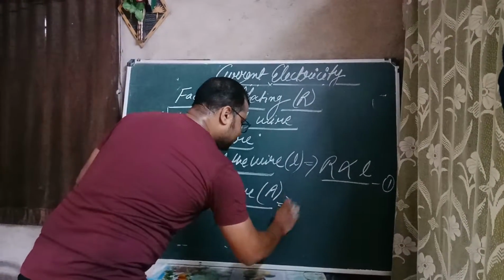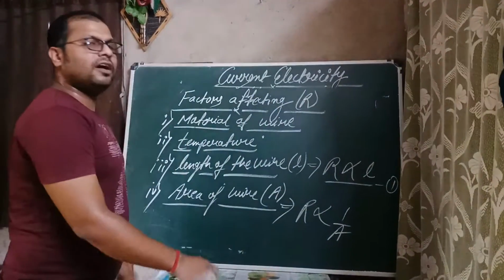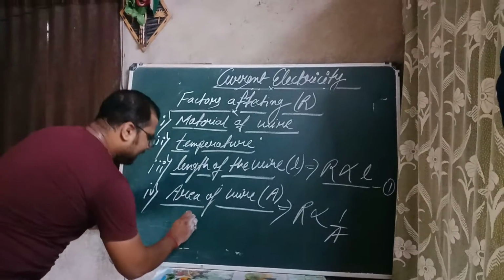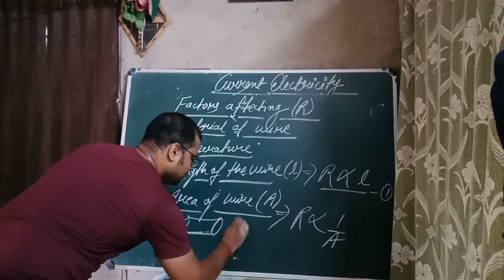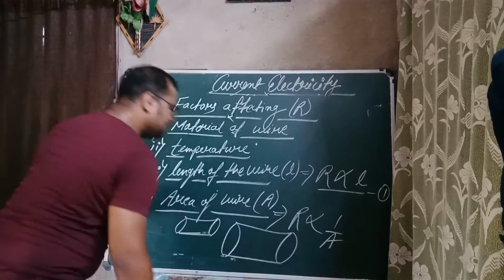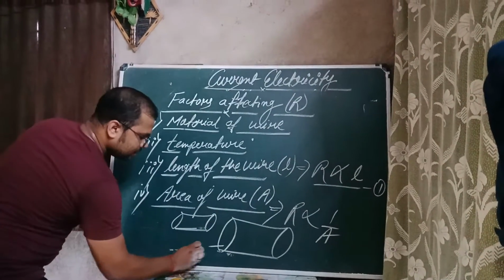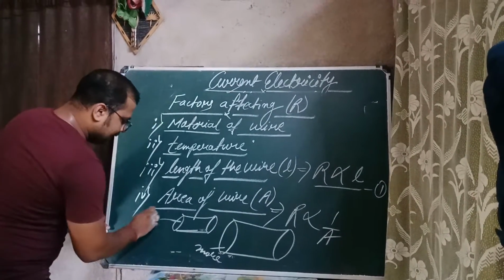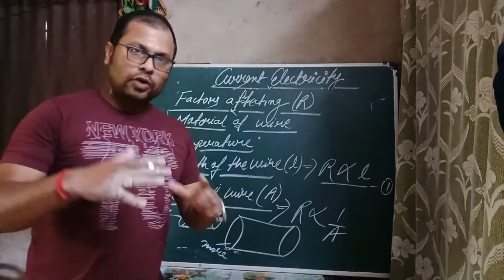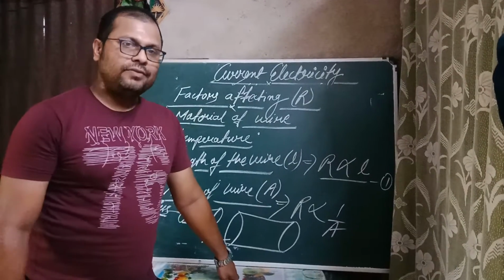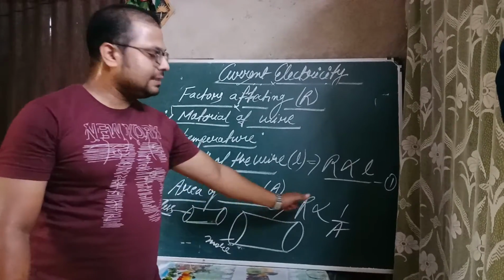And an inverse relation: resistance is inversely proportional to the area of cross section. If I take two pieces of wire like this, suppose, you can see the difference. It is a thin wire, and it is a thick wire. Area is more here, area is less here. So area is more means what? Electrons are getting more space to move freely. So there will be fewer chances of collision. Correct, students? So as area increases, resistance decreases.